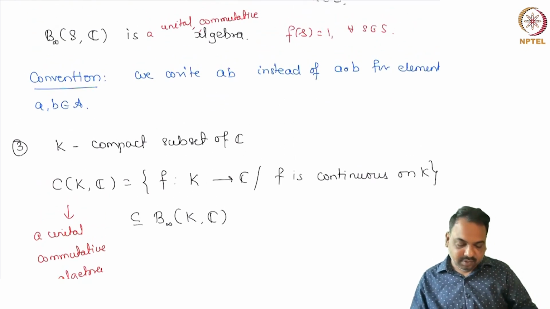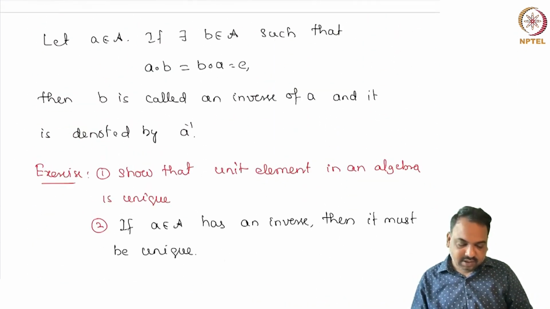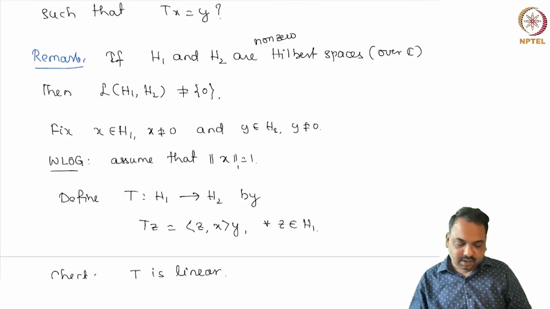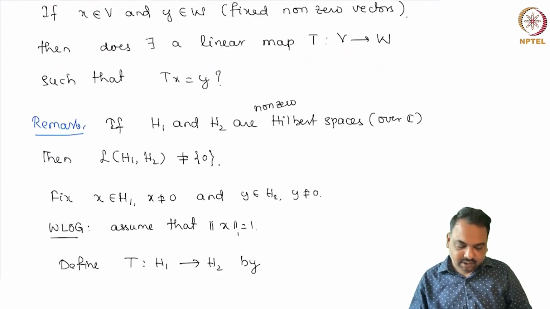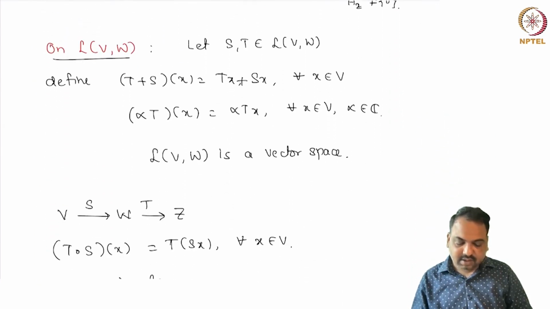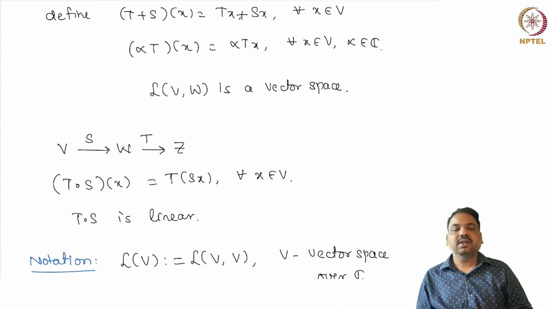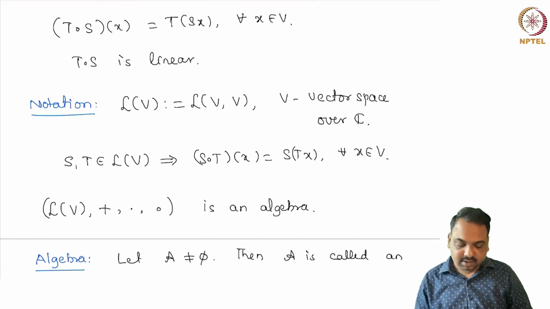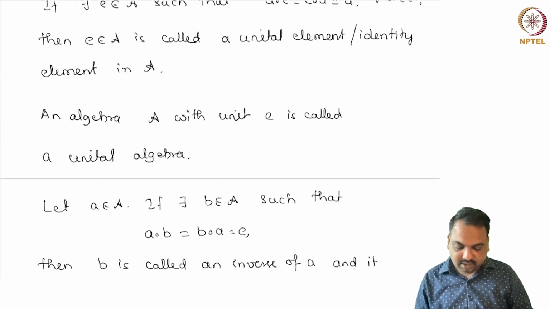Okay, so let me quickly recall what we have done. Today we discussed the definition of a linear transformation and a few examples of linear transformations. Then we discussed that L(V) is an algebra. Then with that motivation we discussed what an algebra is and some properties of an algebra.